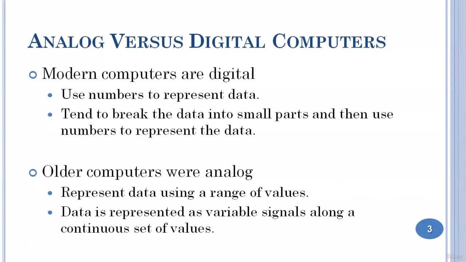Let us now try to understand the difference between analog and digital computers. All the modern computers are digital computers. Why we call them digital is because they use numbers to represent the data. Digital computers tend to break the data into smaller parts and then use numbers to represent the data.